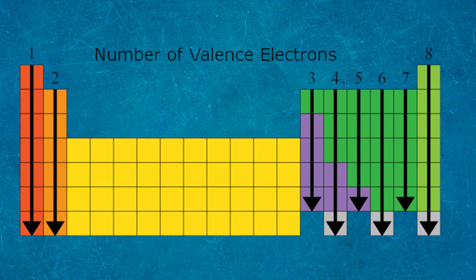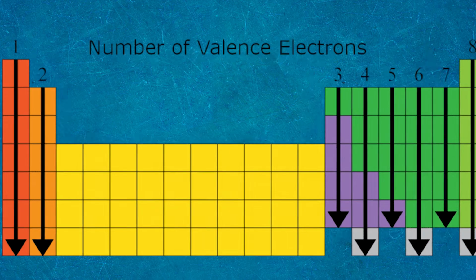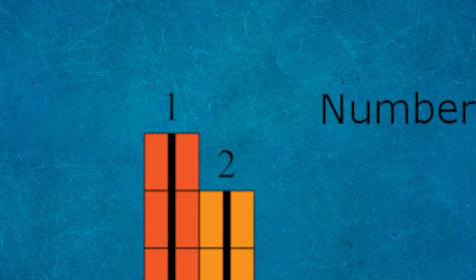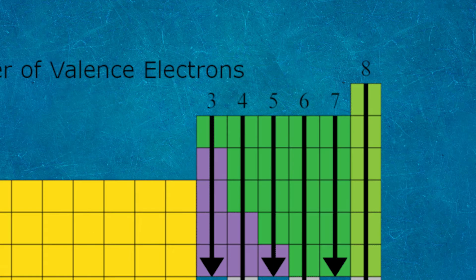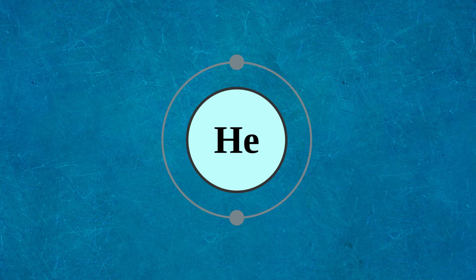The easiest way to find valence electrons is by looking at the group it's in. 1A has 1, 2A has 2, 3A has 3, and so on and so forth until we reach group 8, which contains 8 valence electrons, except for helium, which holds 2. This is because helium is in the s block, which can only hold 2 valence electrons.